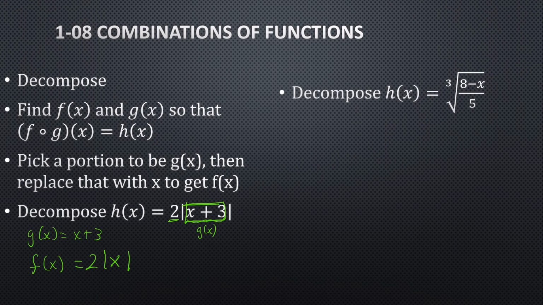Let's try another. Well, what looks to be useful? Well, here's an inside piece right there. So let's call that our g of x. And you could have picked something different. What's left is the cube root, and the box, the stuff we took out and called g, just call it x.